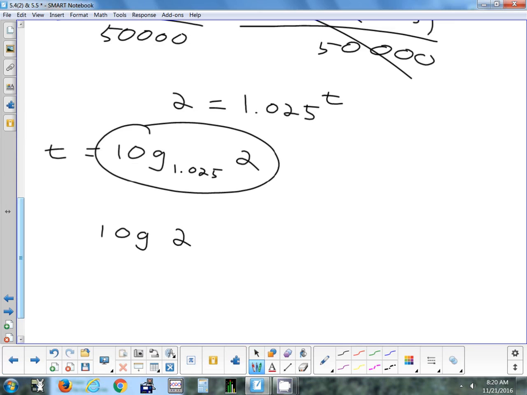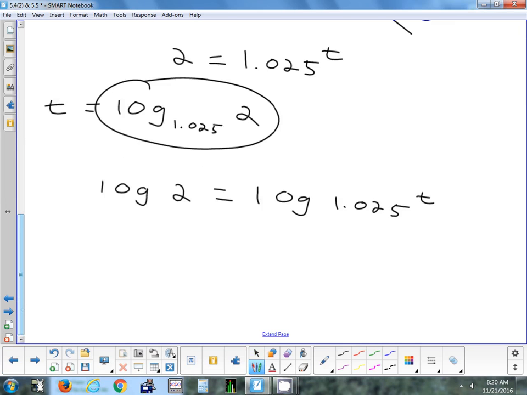Log 2 equals log 1.025 to the t. So I just took the log of both sides. And now what can I do with that t? There's a rule we have for, yeah, you can move it in front. So now I have log 2 equals t times log 1.025.